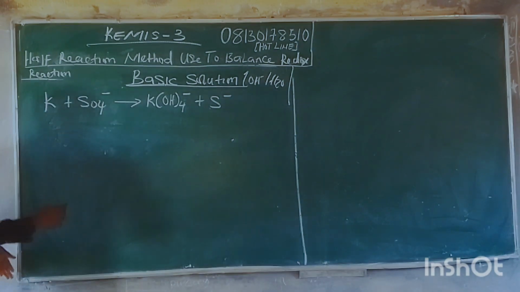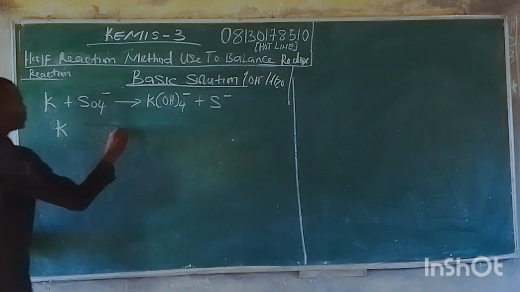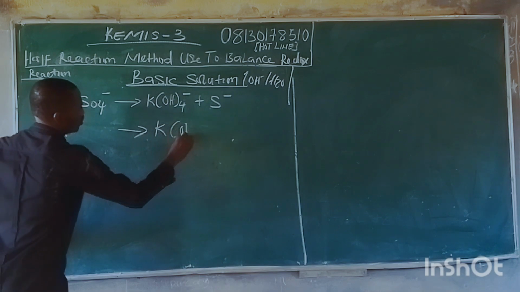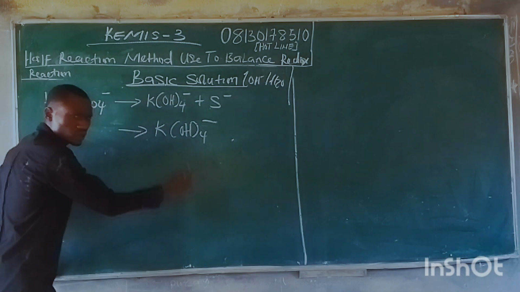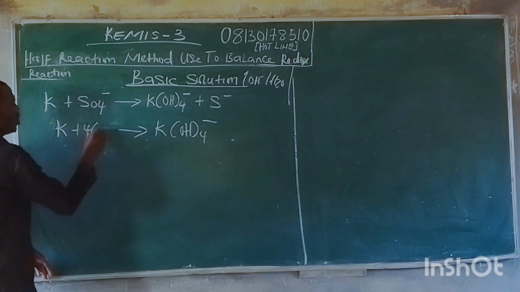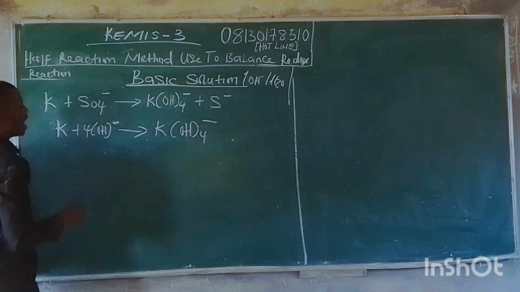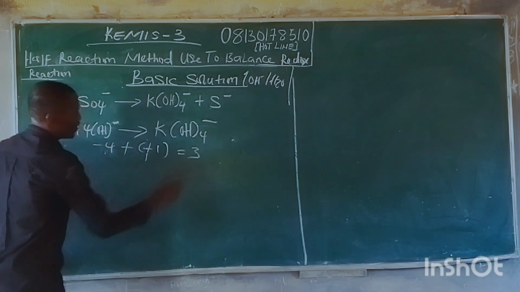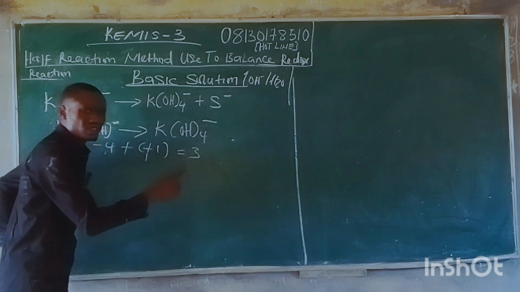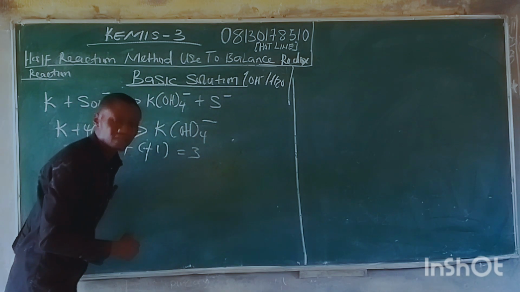Now, the first thing is to divide the equation into two halves. We have potassium, gives you potassium hydroxide. Now, I have 4 hydroxyl here. What I'm going to do is to add 4 hydroxyl to the other side. Now, the hydroxyl is balanced, the potassium is balanced, but the charge is not balanced. Now, I have -4 minus 1. Minus will cancel minus is 3. Now, you add 3 electrons to the side with the highest charge. -1 and -4, which one is higher? -1 is higher than -4. Do you know that? Okay.